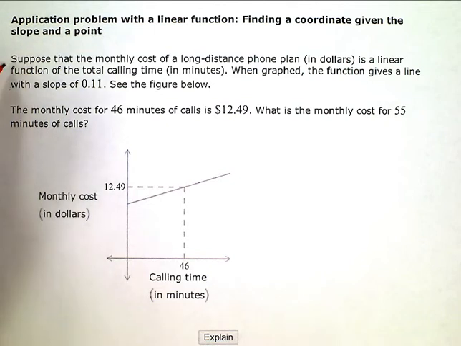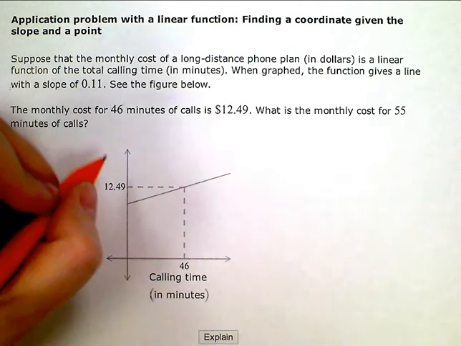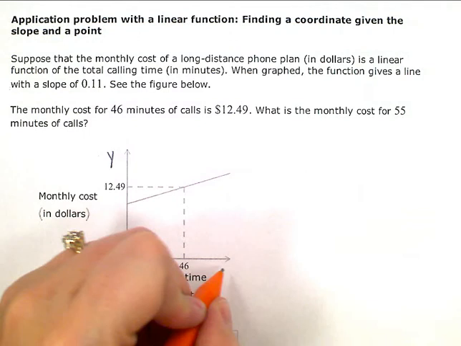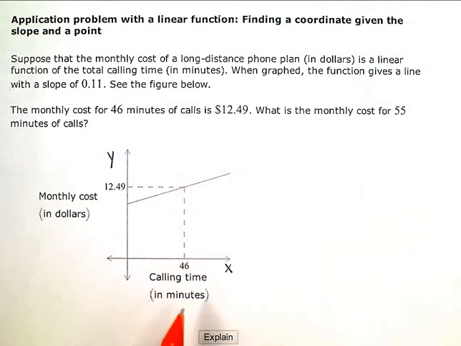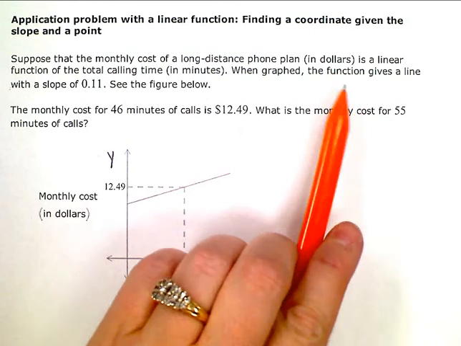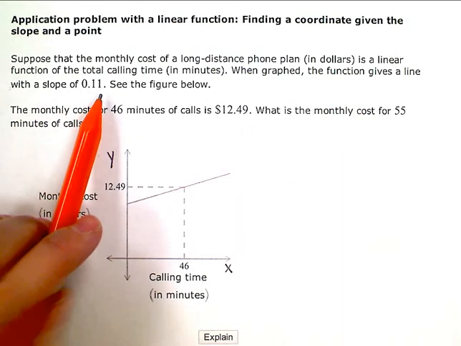So here's my context. Suppose that the monthly cost of a long-distance phone plan in dollars is a linear function of the total calling time in minutes. So the monthly cost is a function of the calling time. So we have the cost along the y-axis here and the calling time along the x-axis. When graphed, the function gives a line with a slope of 0.11. See the figure below, okay?